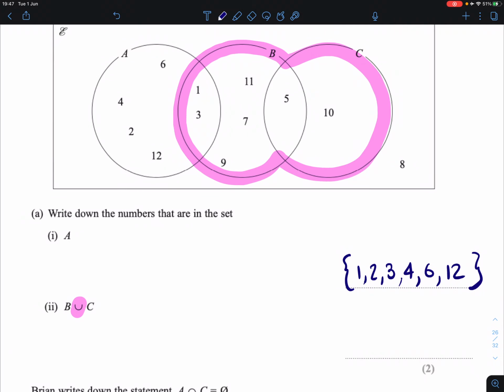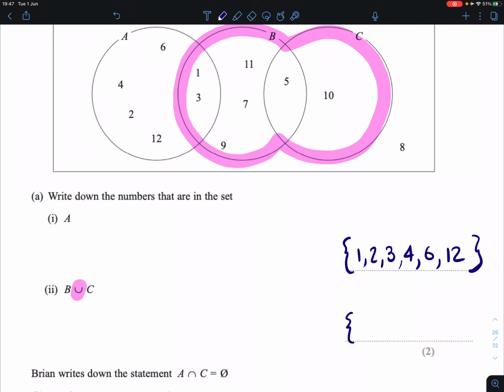So all of the numbers that are in there, putting them in numerical order, we have 1, 3, 5, 7, 9, 10, and 11.